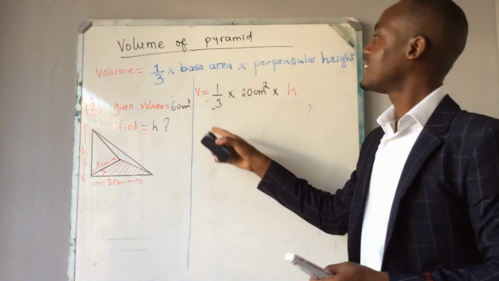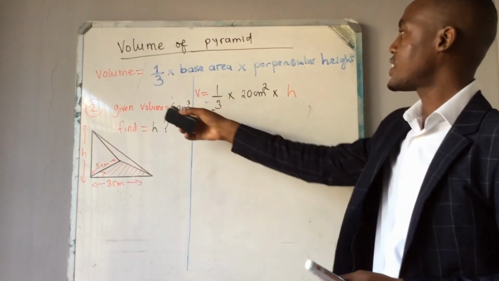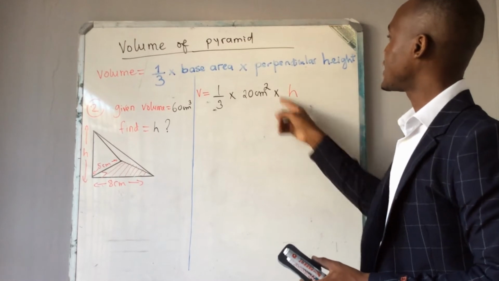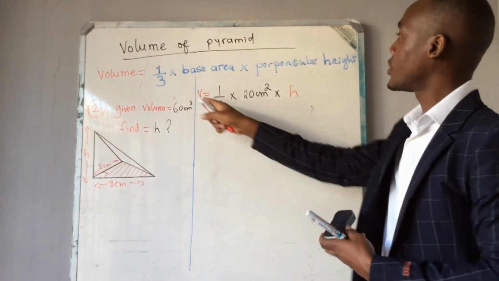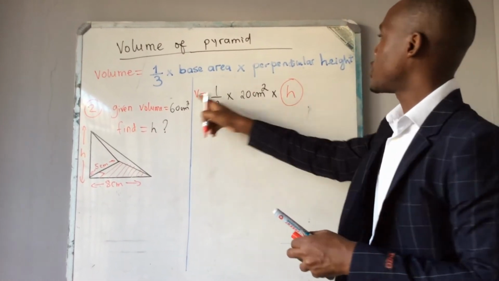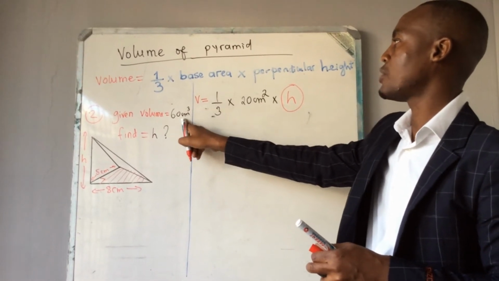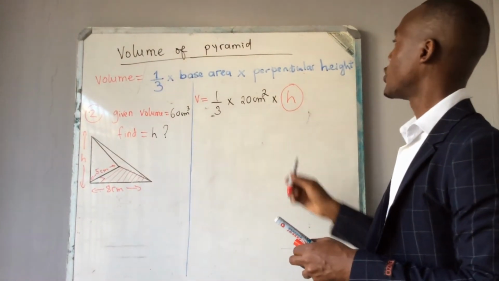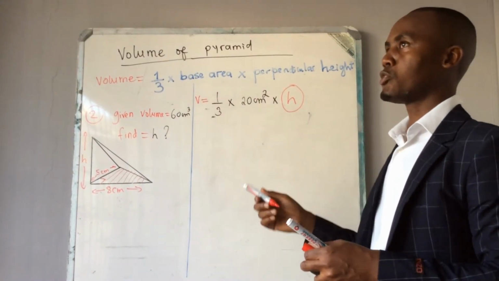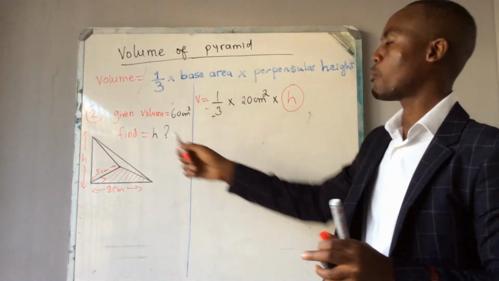The next step is to plug in the value of the volume, which is in this case 60 centimeters cubed, because we need to have h as the subject of the formula instead of v. This has to become the subject of the formula. The volume is already given to us, so we're not finding the volume here, but we're finding the height, because that's what they want us to find.